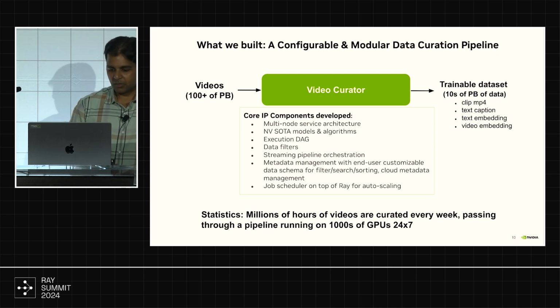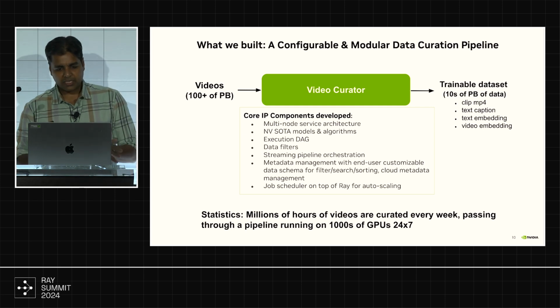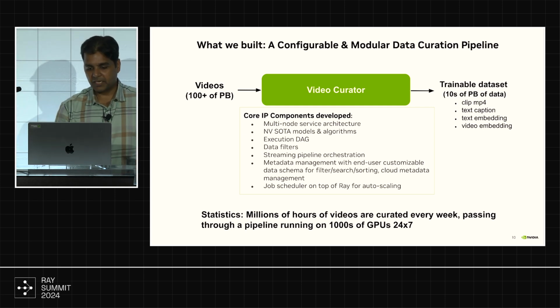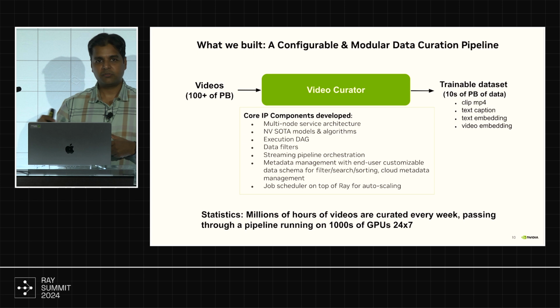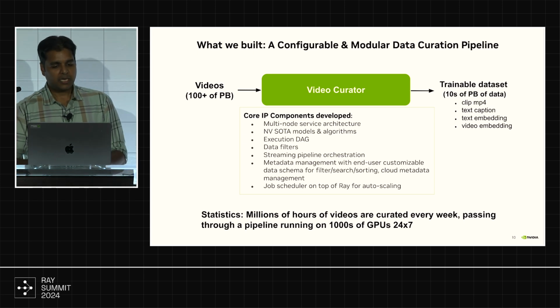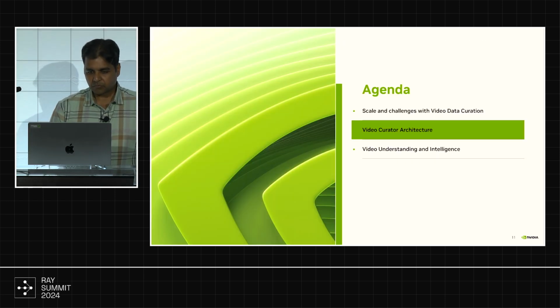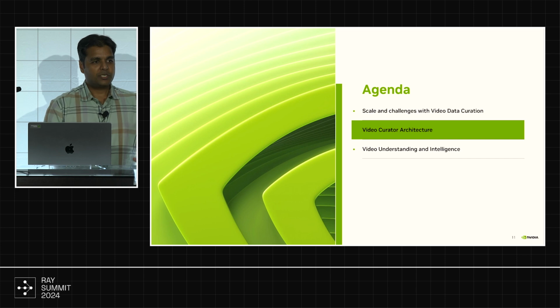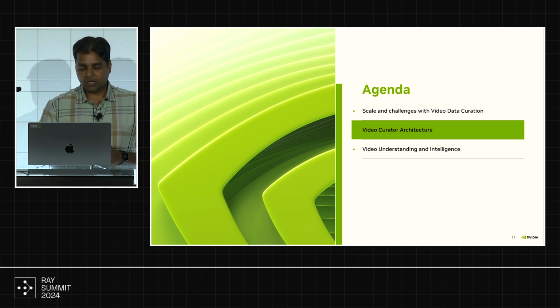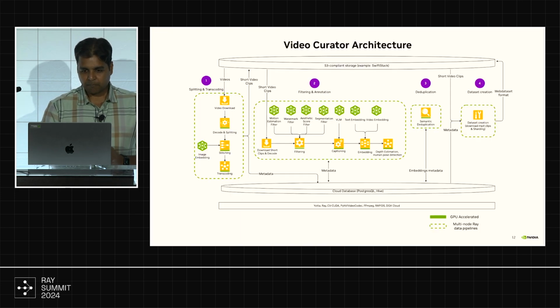Okay? And some statistics: we are curating millions of hours of videos every week for our research models that are being produced, and we're running them on thousands of GPUs. So this is a live pipeline working for months and months, seeing live traffic and scaling. Okay, so I've talked a lot about why this is complex. Let's go and look at some data.